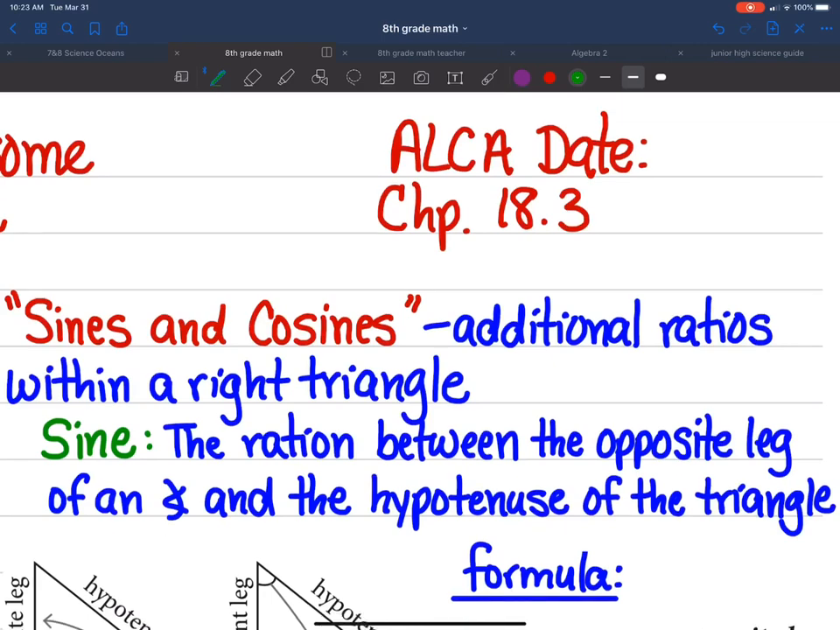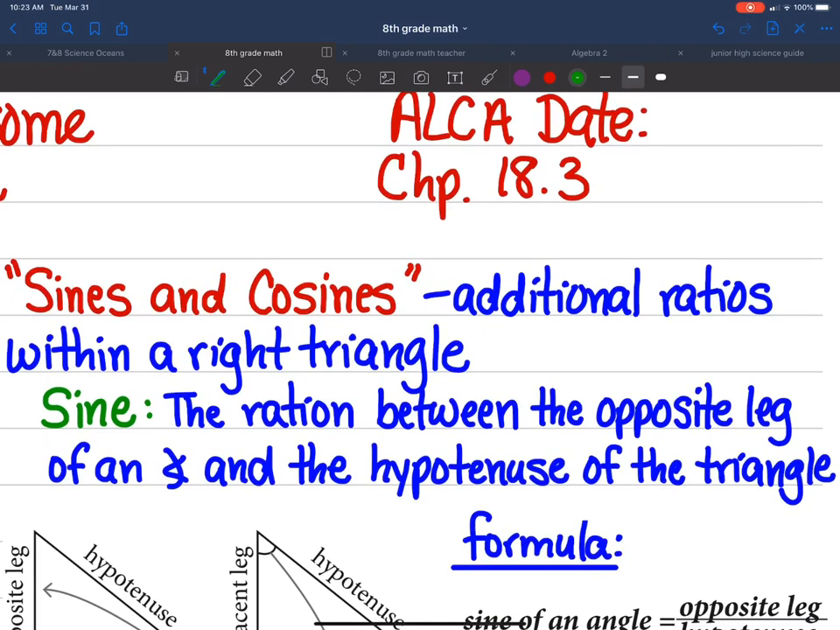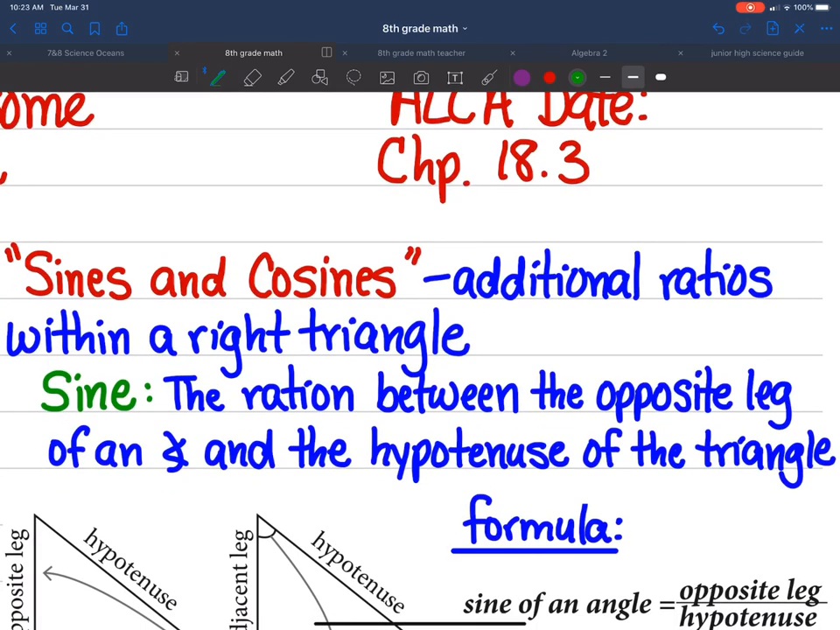All right, so let's talk about the sine. Sines and cosines. The sine is the ratio between the opposite leg of an angle, that would be a non-right angle, and the hypotenuse of the triangle.